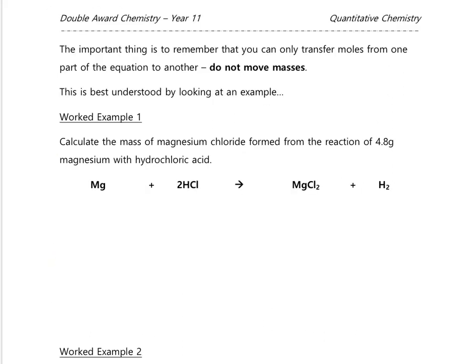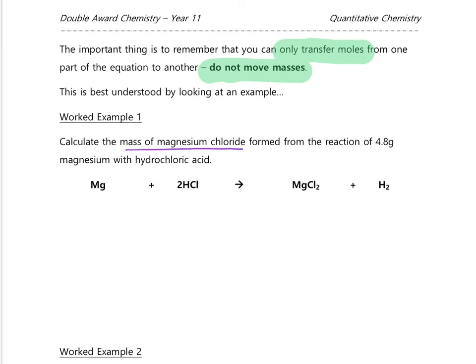Let's start with worked example 1, which is the reaction of magnesium with hydrochloric acid, giving us magnesium chloride and hydrogen. And the most important thing to remember with these examples is not to move the masses. We have to only transfer moles from one part of the equation to the other. Once we've converted to moles, we can move it anywhere, to any other part of the equation. Okay, so let's read the question carefully. The question asks us to calculate the mass of magnesium chloride.